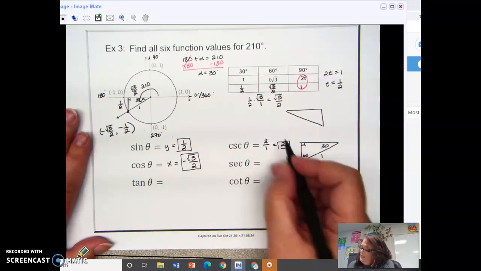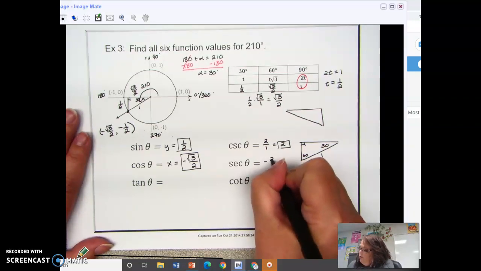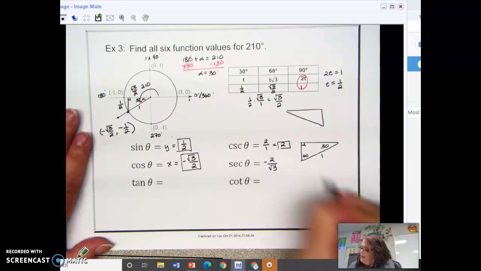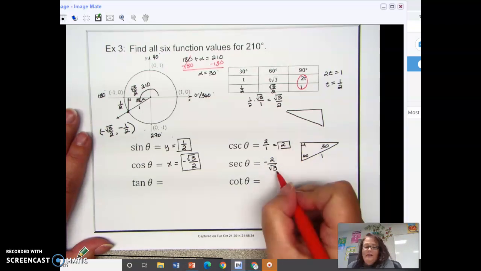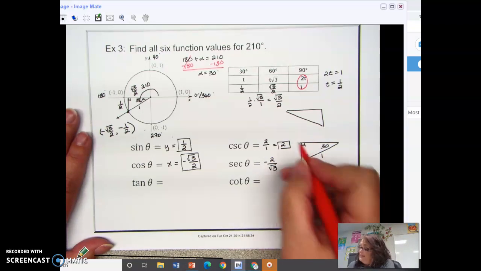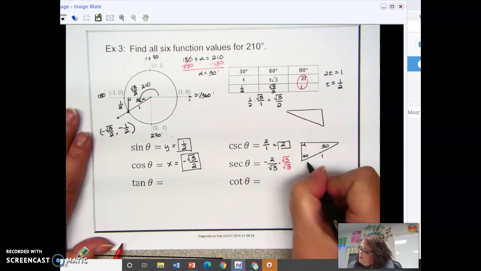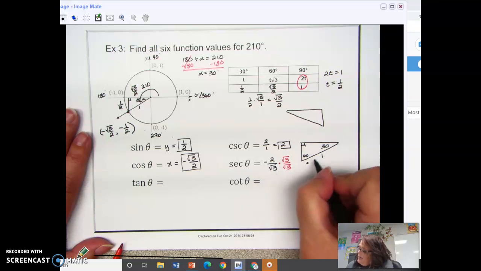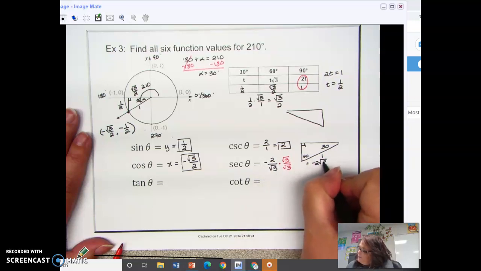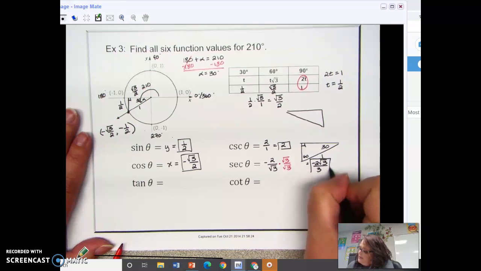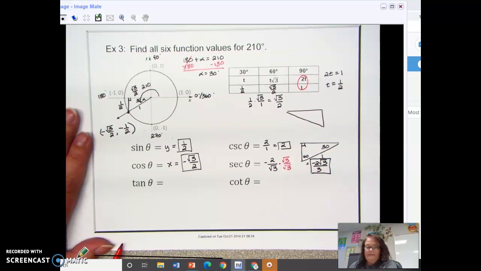And then here the secant, that's going to be negative 2 over the square root of 3. Now, we can't have a radical in the denominator, so we're going to multiply it by itself. And I'll just skip over here so you can see it. So we're going to end up with negative 2 root 3 over the square root of 9, which is 3. So this is my secant of theta.